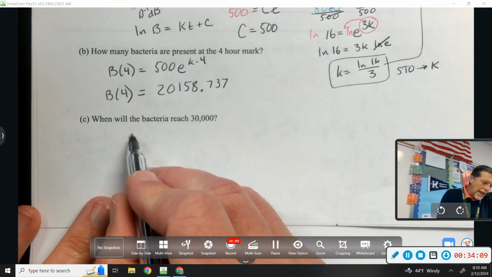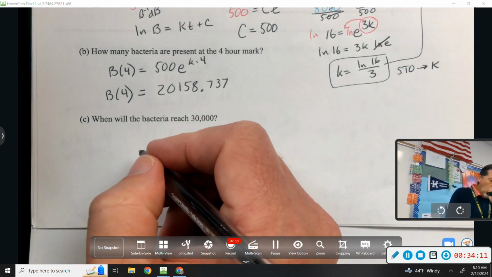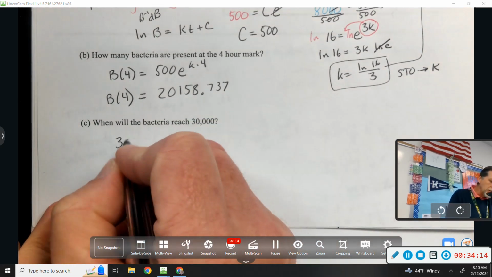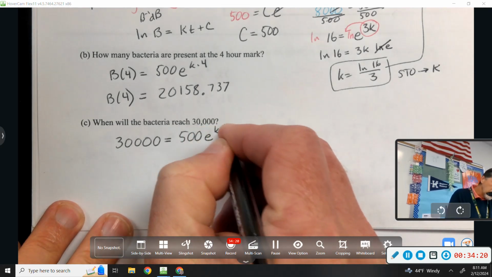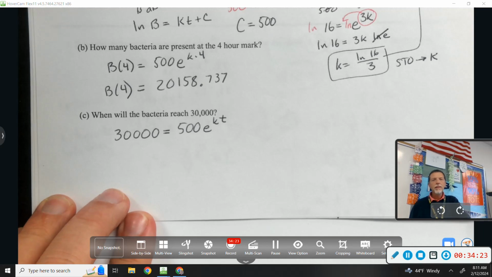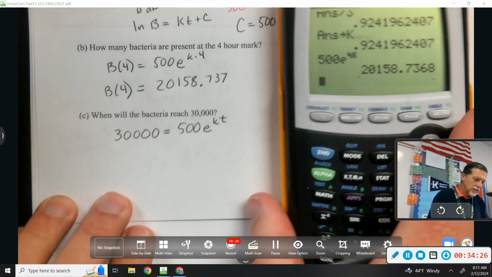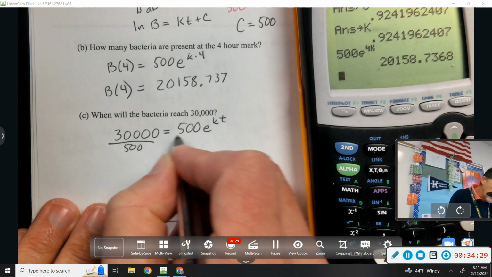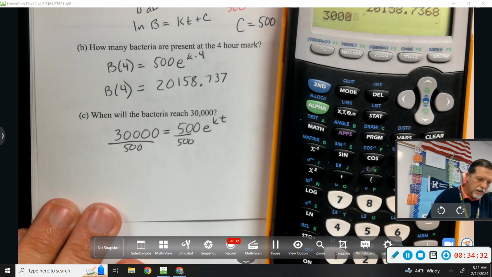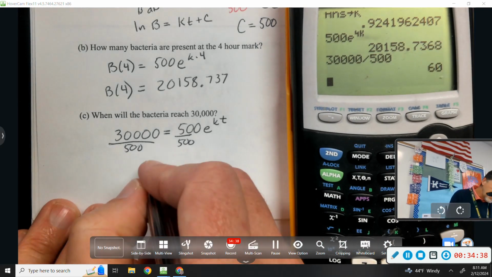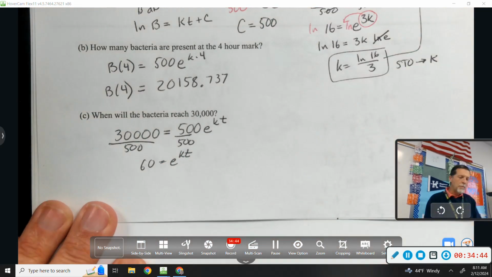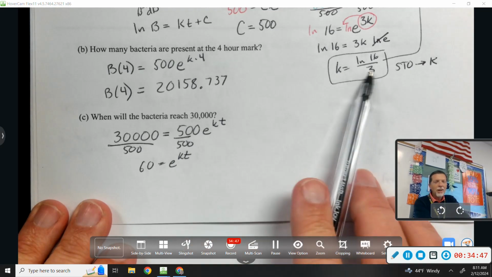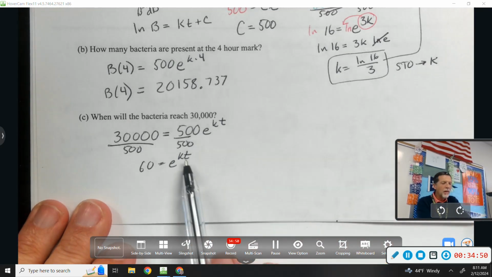Lastly, when will the bacteria reach 30,000? So that's the opposite problem. That's the bacteria is 30,000. What time will that happen at? So again, this is another algebra problem. Let's divide by 500. So 60 equals e to the kt. And again, I keep writing that, but I know what k is, so don't get confused. It's in my calculator. It's some weird decimal. So that's not an unknown.